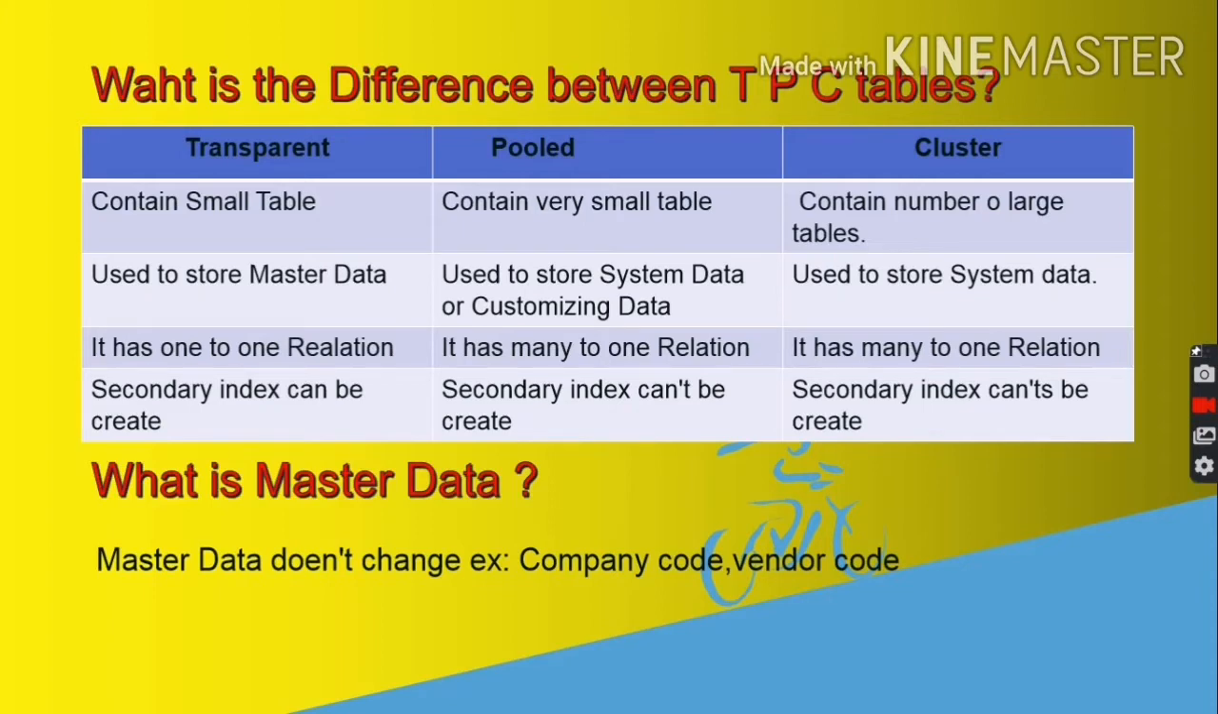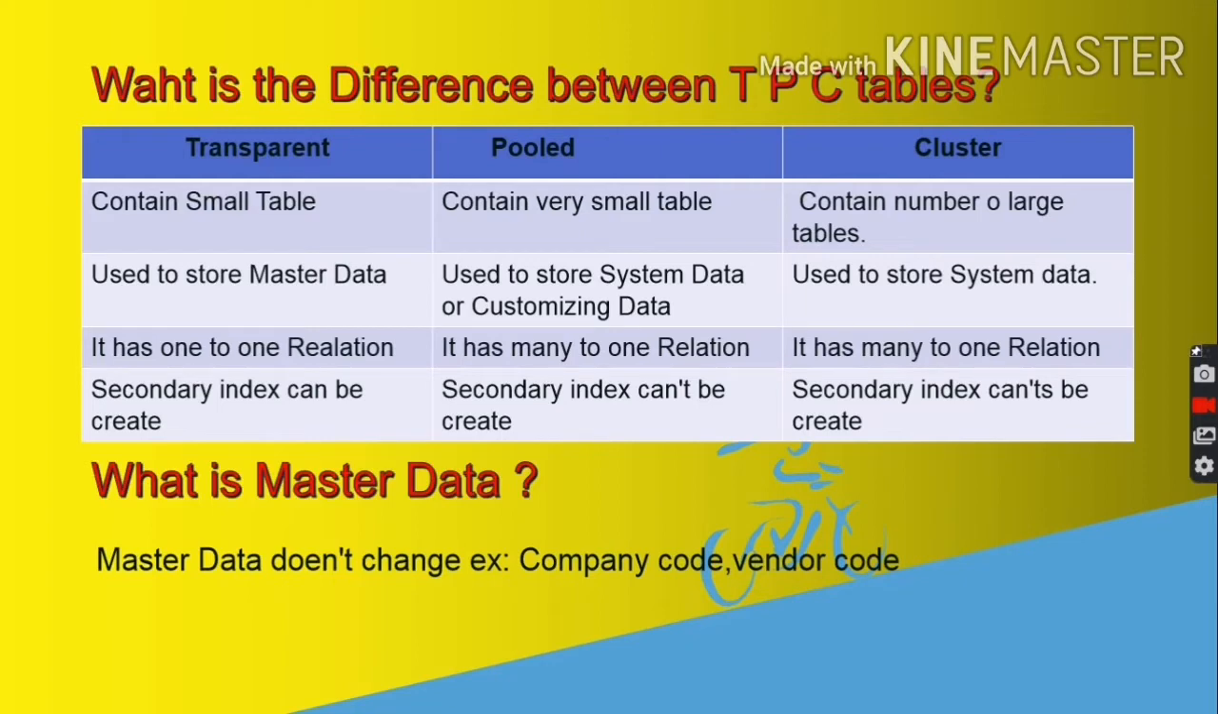Coming to a transparent table, it has a one-to-one relationship with other tables. A pool table has a many-to-one relationship to another table. Cluster tables also have a many-to-one relationship to another table. The final difference is, for a transparent table we can create a secondary index. For a pool table and cluster table we cannot create a secondary index.